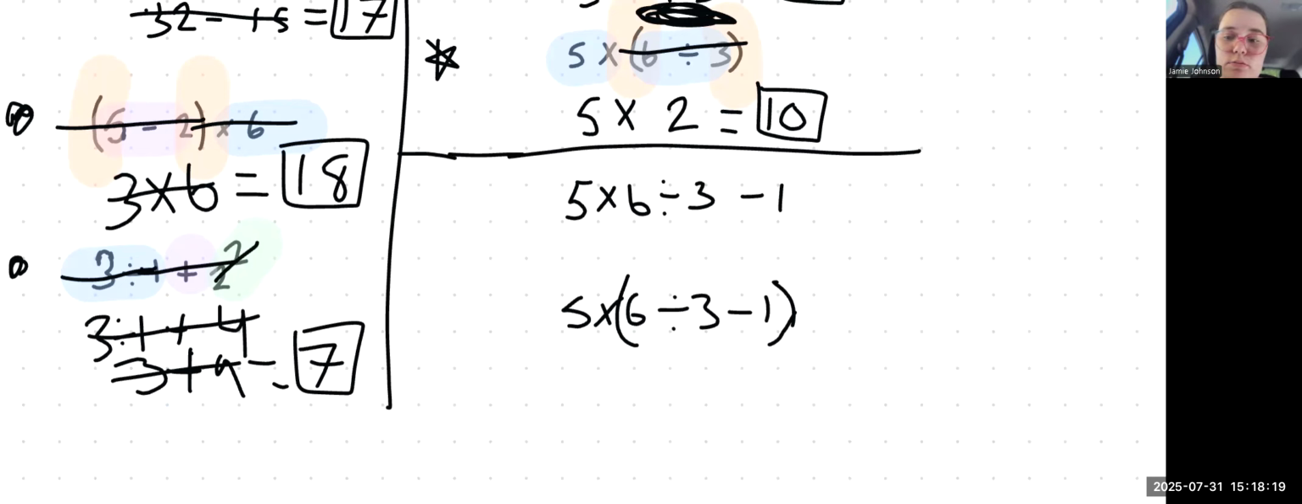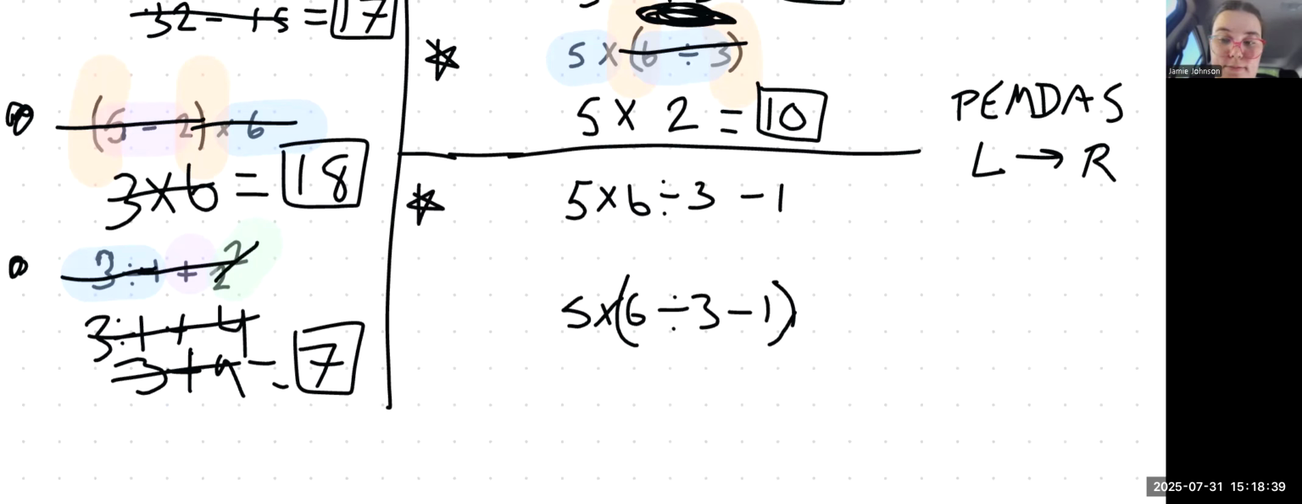But we go left to right in PEMDAS, right? And so we'll start with this top one. 5 times 6, right? Because we don't have any parentheses in this top one. We don't have exponents. We do have multiplication and division. And we got to work left to right. So we start with 5 times 6. 5 times 6 is 30.